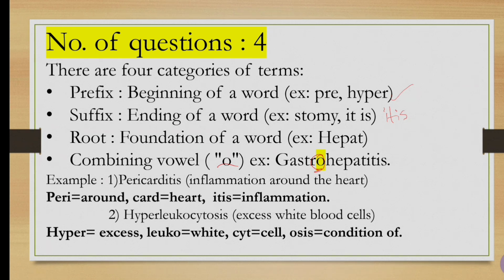For example, you can see the word pericarditis. The meaning of this word is inflammation around the heart. So here peri means around, card is heart, and itis is inflammation.